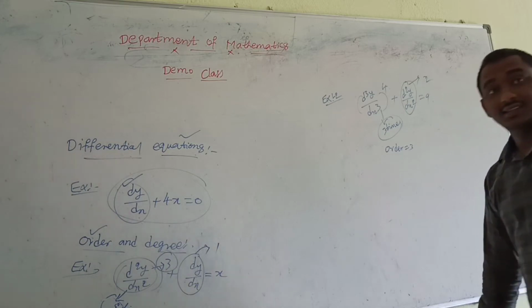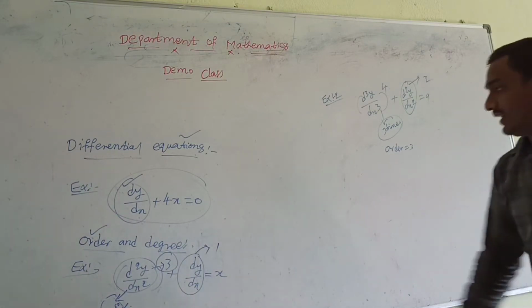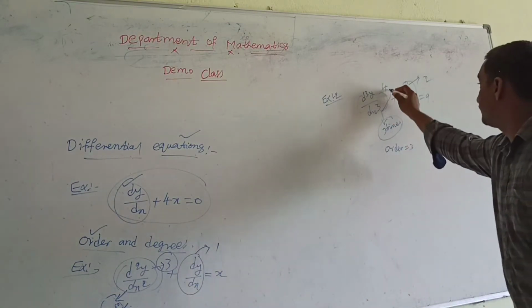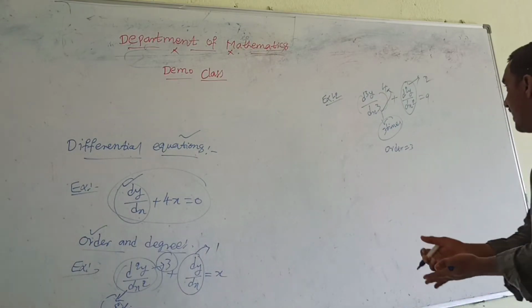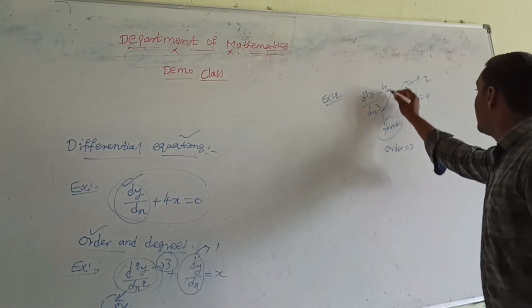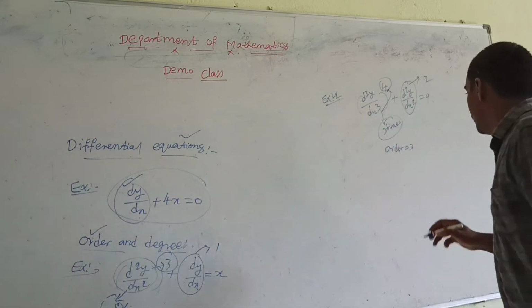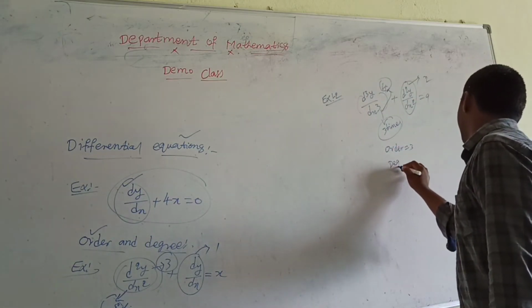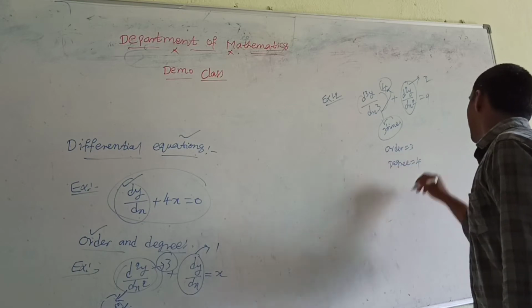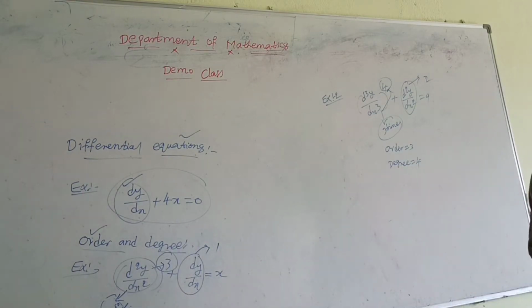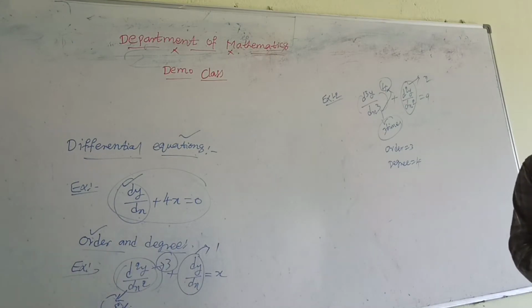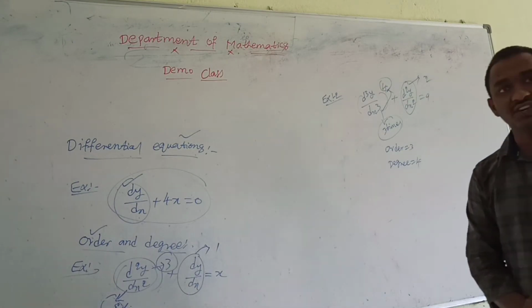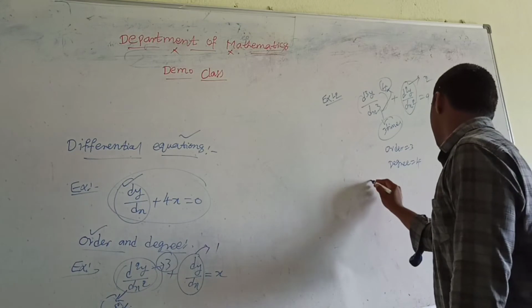Order is 3. We know very well degree is its power only. Whichever term is derived more number of times, its power is known as degree. So its power here is 4. So the degree is 4. This is about order and degree of a differential equation. Next I am going to discuss what is meant by a homogeneous equation. See here, homogeneous differential equation.